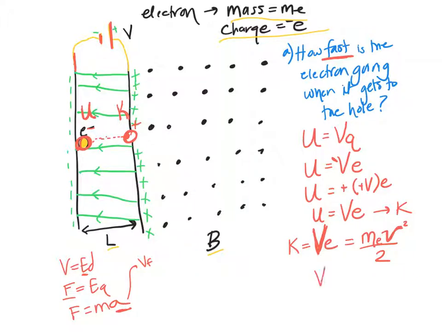So V times e times 2 divided by m_e equals v squared. And of course, I'm running out of room here. We want to take the square root of the opposite side. And Yahtzee, we've got it.